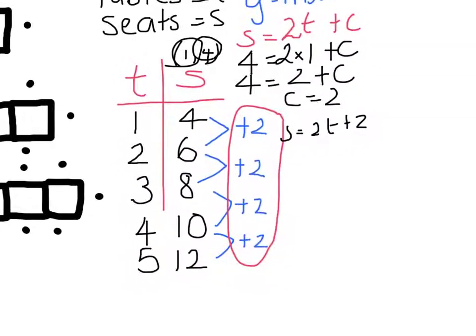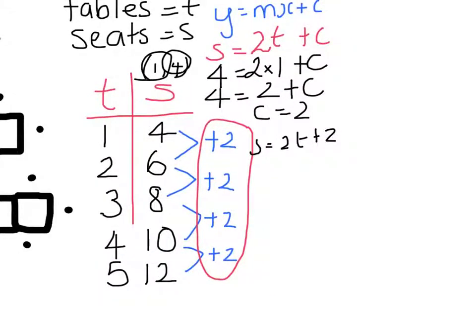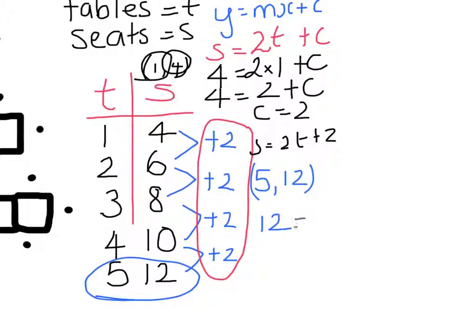Cool thing with algebra, as you all know, is we can now substitute in other numbers and check if it's right. Let's see how good my multiplication is. I'm now going to substitute in 5 and 12. So when S equals 12, I'm going to have 2 lots of T, which is 5, plus 2. 2 5s are 10, plus 2 is 12. So I know my rule is correct.